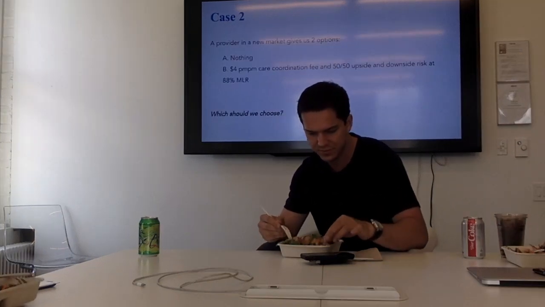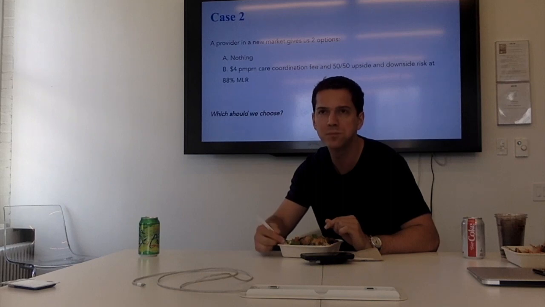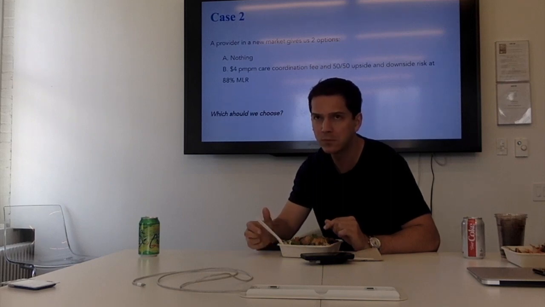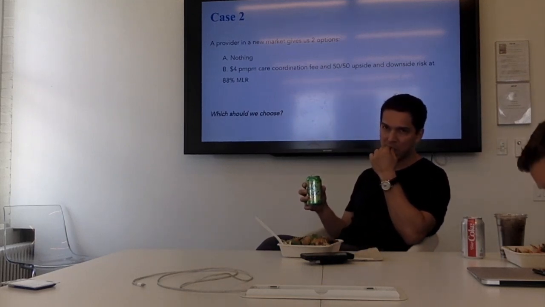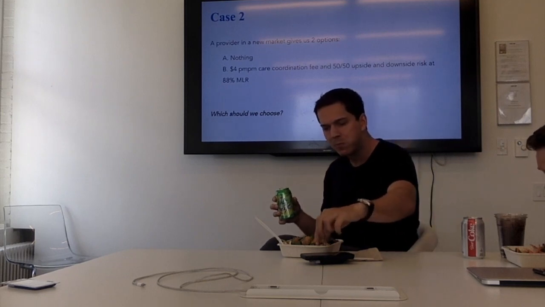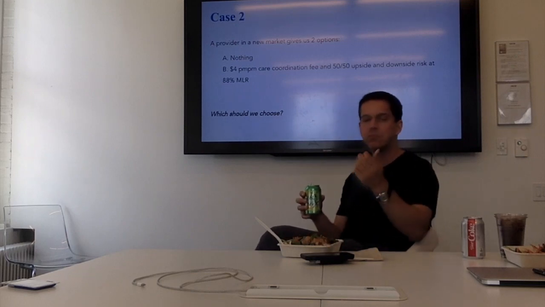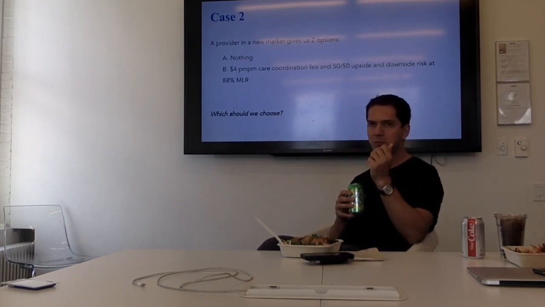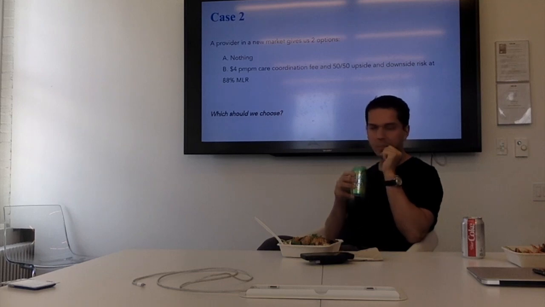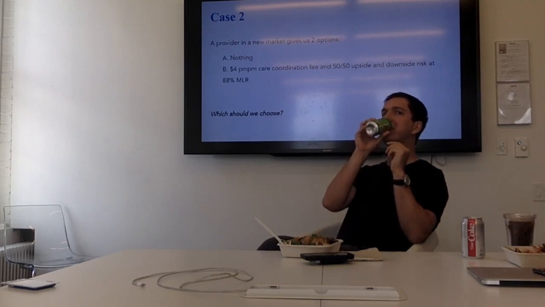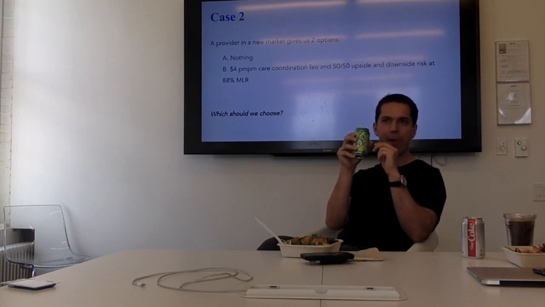So, just thinking about the options. We're already automatically going to give them $4 per member per month for care coordination fee. The 50-50 upside downside risk. There's the risk. Two options. There's more. I'm blanking right now.